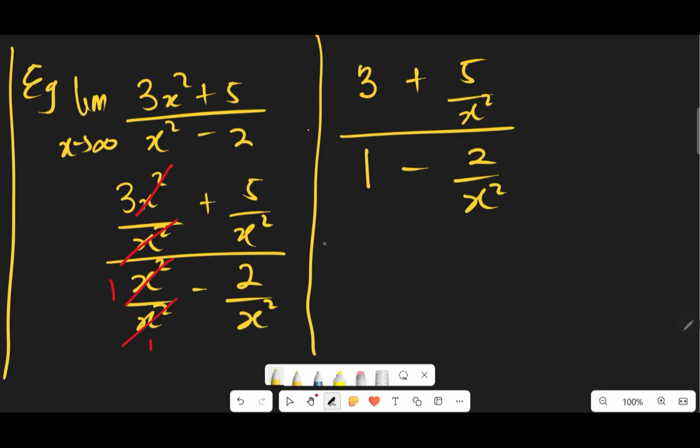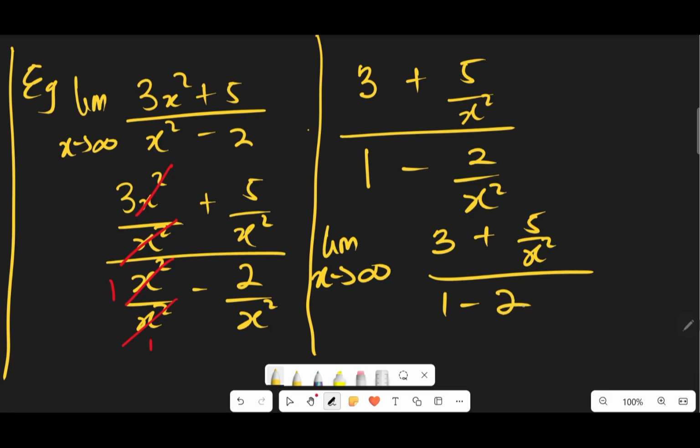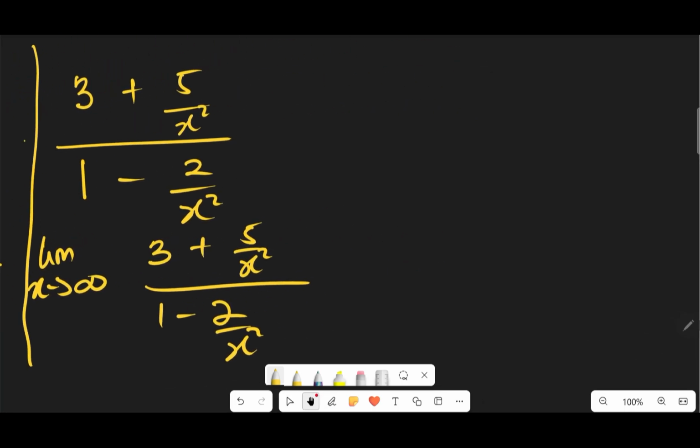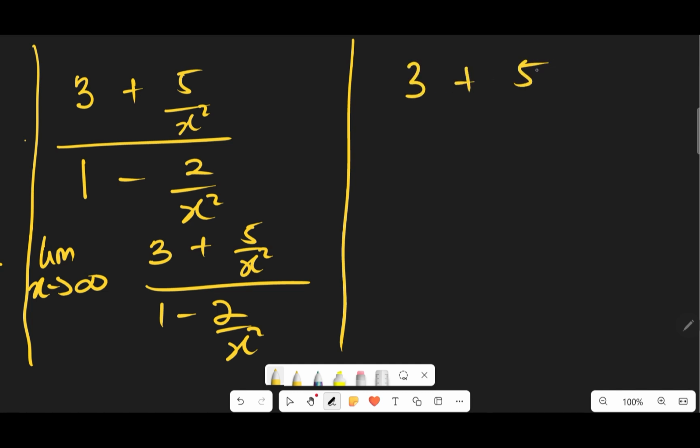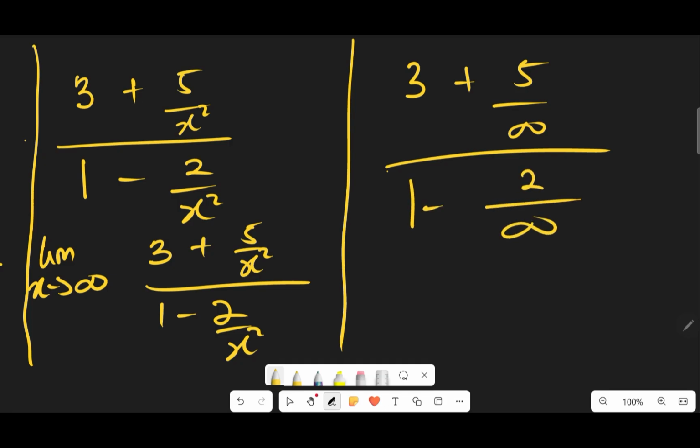So we are saying the limit as x approaches infinity. Let me rewrite it again. So 3 plus 5 over x squared, over 1 minus 2 over x squared. Now we are about to put in infinity. So to put in infinity, we are going to get 3 plus 5 over infinity, all over 1 minus 2 over infinity. Now if you type 5 over a big number on your phone, maybe 5 over 9, 8, 5, 10, like plenty numbers, you still get a tiny number. So those ones will go to 0.